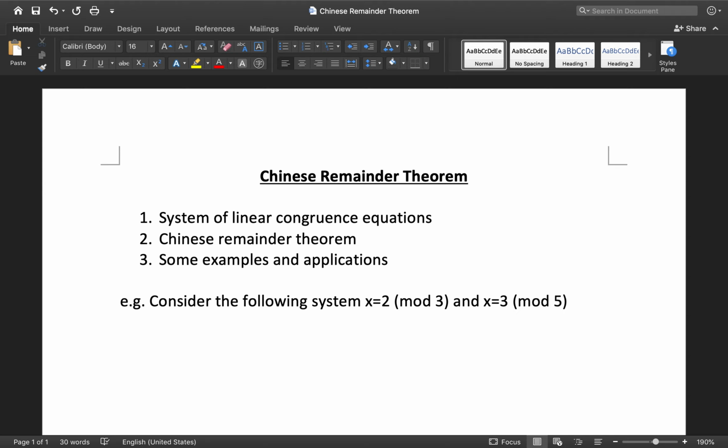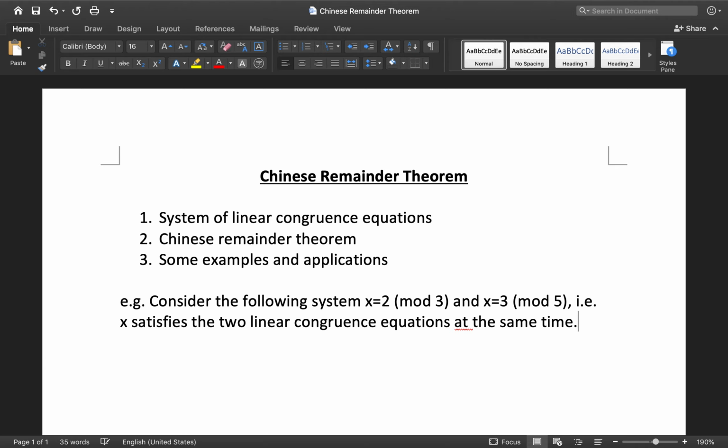Okay, so that means x satisfies the two linear congruence equations at the same time.